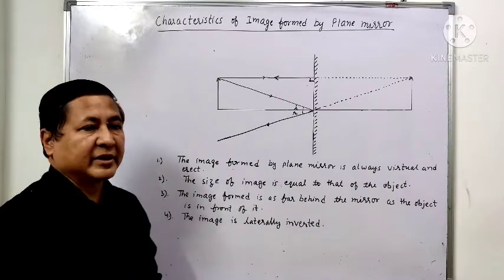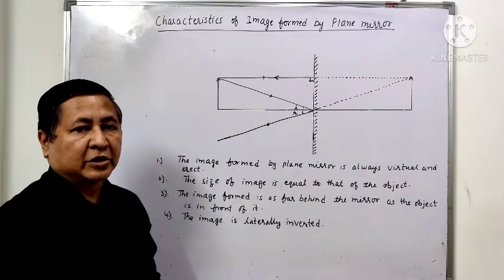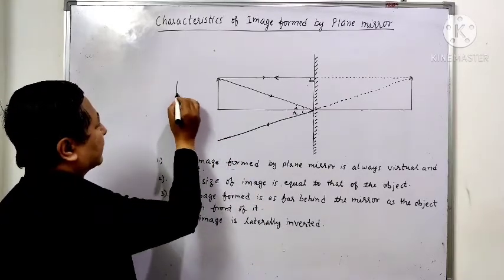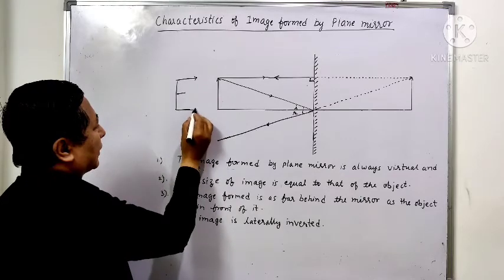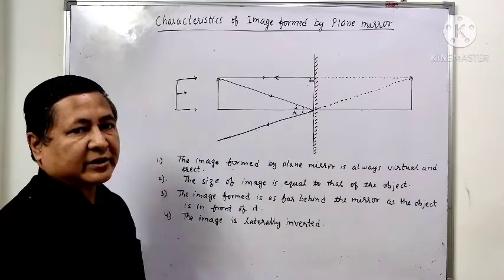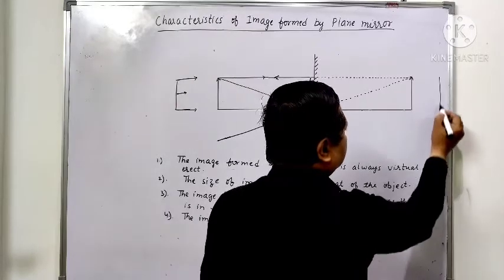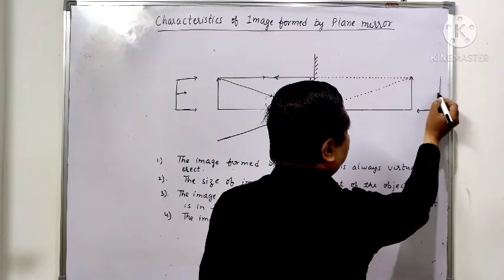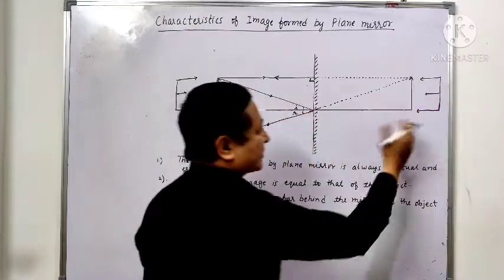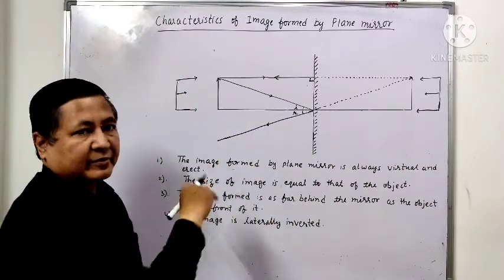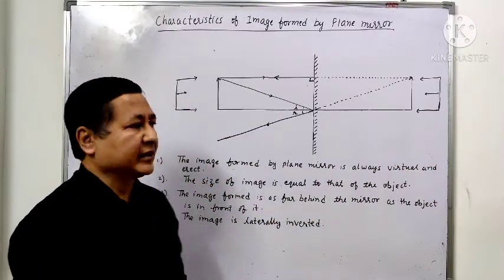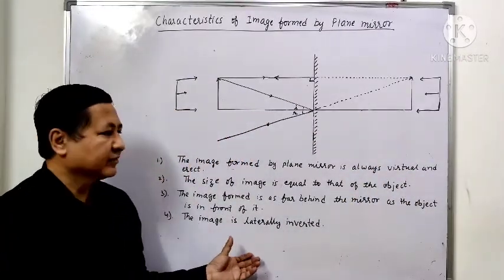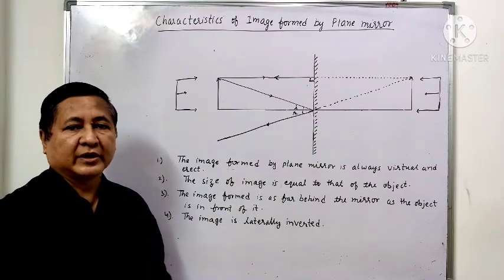Now the last is the image is laterally inverted. Now if you take a copy and write E in front of a plane mirror, and you look at the image, you will find that it is in this condition. The image will be like this. This shows that this is lateral inversion. You can see the left hand side appears as the right hand side and the right hand side appears as the left hand side. So the image which is formed like this is known as laterally inverted. So we have these four characteristics of the image formed by the plane mirror.